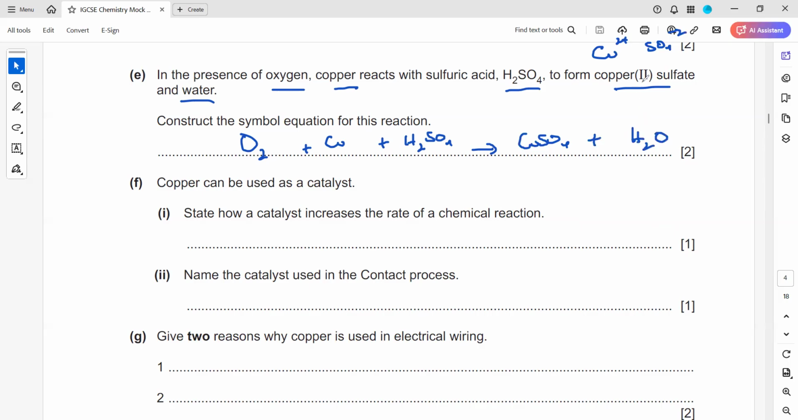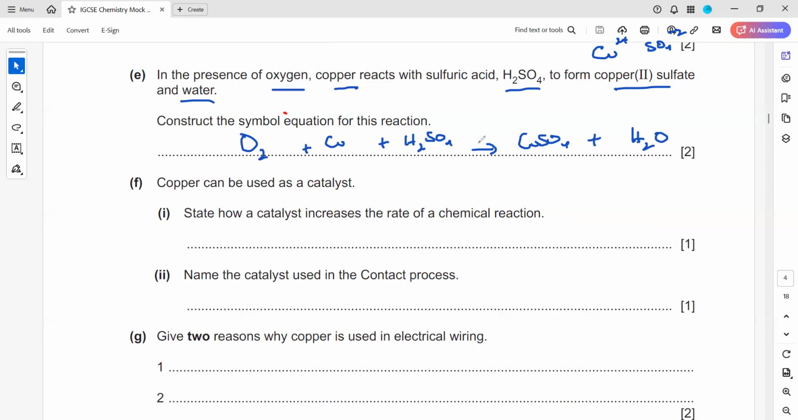First thing, you have to complete the equation. It is worth 2 marks: 1 mark is for completing the equation and 1 mark is for balancing. Then I will discuss the second one after that.